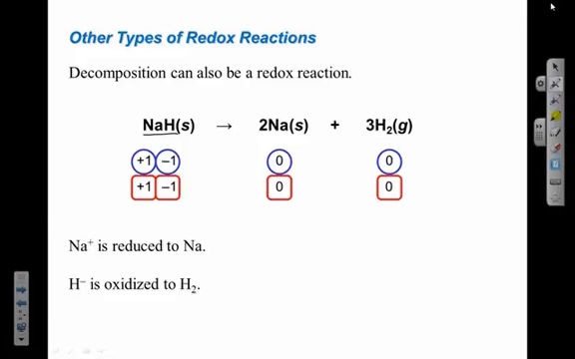So if I want to also know if the decomposition reaction also happens to be a redox reaction, I calculate the oxidation numbers. So if I look at the oxidation numbers, I see the sodium is going down from a +1 to a 0. That is a reduction. And the hydrogen is going up from a -1 to a 0. That is an oxidation.